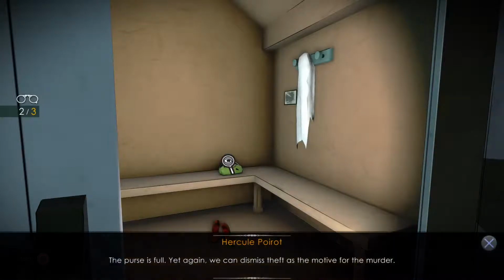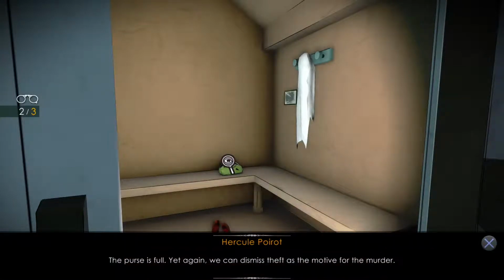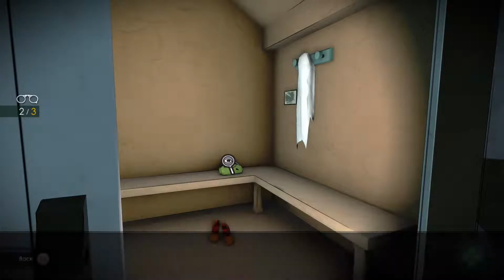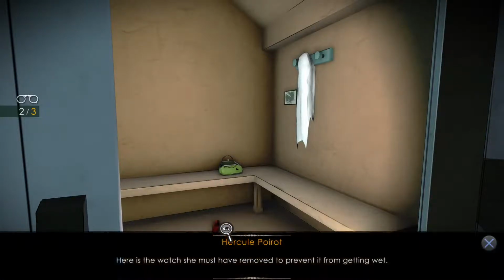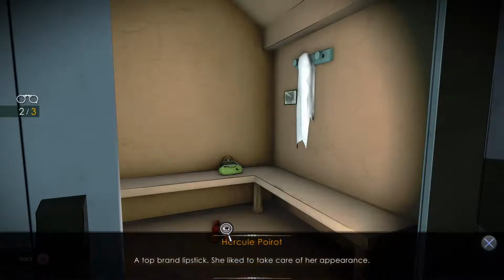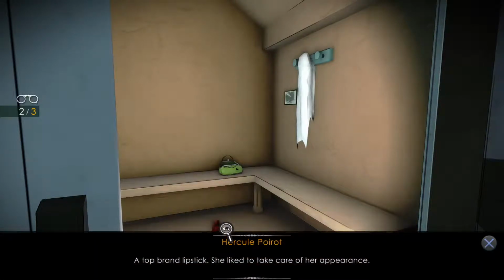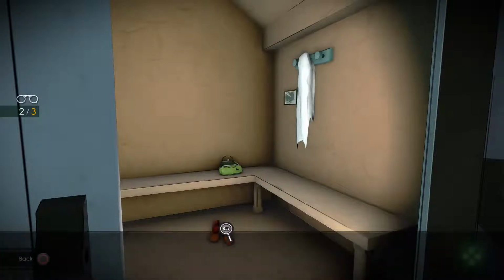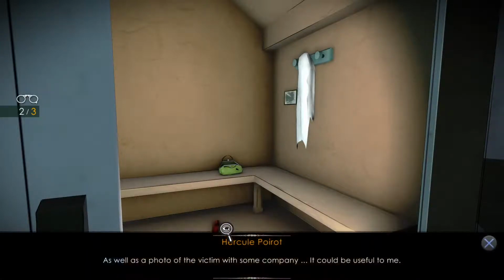The purse is full. Yet again, we can dismiss theft as the motive for the murder. Here is the watch she must have removed to prevent it from getting wet. A top-brand lipstick. She liked to take care of her appearance. As well as a photo of the victim with some company. It could be useful to me.